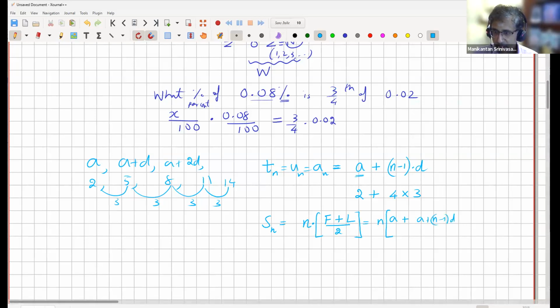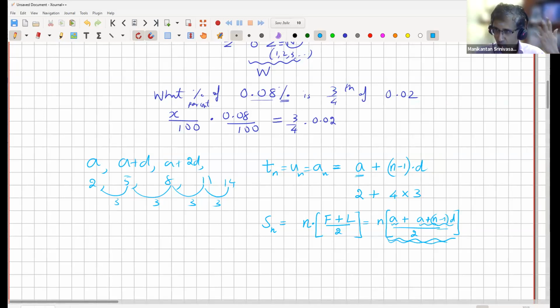So in textbooks, if you see, the numerator would be written as 2A plus n minus 1 times D. That's a little difficult to intuit. If you split it as A plus A plus n minus 1 times D, it's very clear. It's the first term plus the last term divided by 2. It's the average of the first and last times the number of terms. Or in other words, the average of the first and the last is the average of the entire sequence itself.